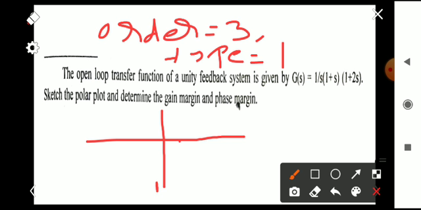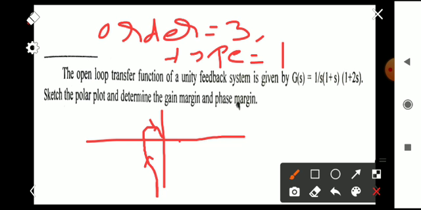So it is a type 1 system, so the polar plot will start from here and it will end at the second quadrant, and the approximate shape of the polar plot will be this. So we should obtain this graph.